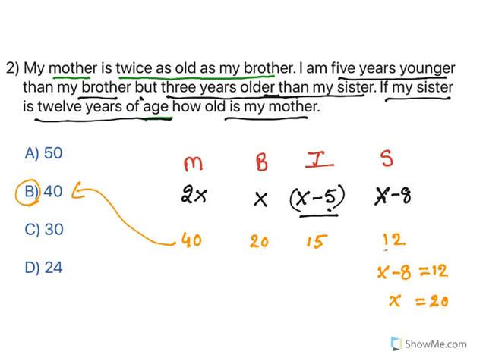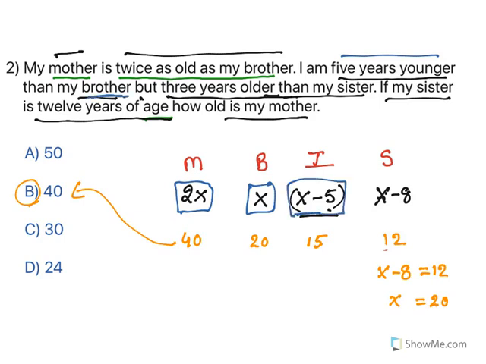What is required? What you need is these things. Mother is twice as old as my brother, and writing these things down is very important. You need to read the data again and again. And then I am 5 years younger, meaning younger than my brother. You are comparing with the brother. Brother's age is x, so mine is x minus 5. And I am 3 years older than my sister, that means the sister is 8 years younger than my brother.